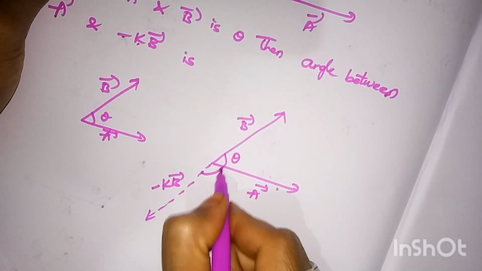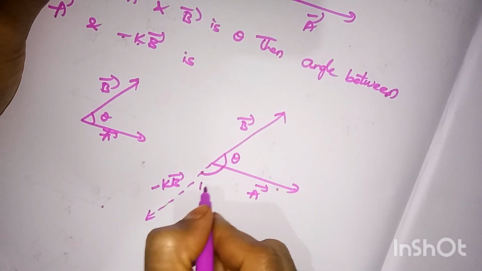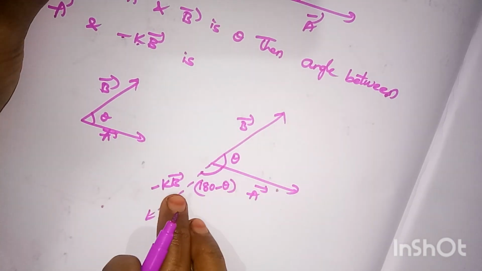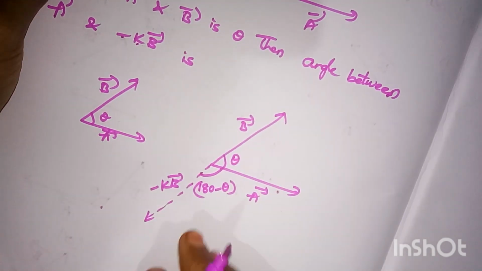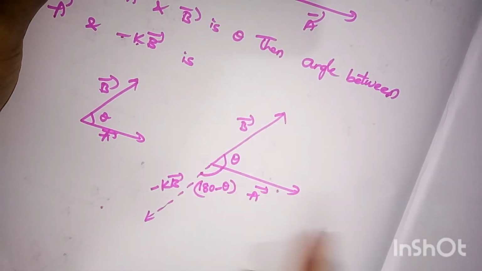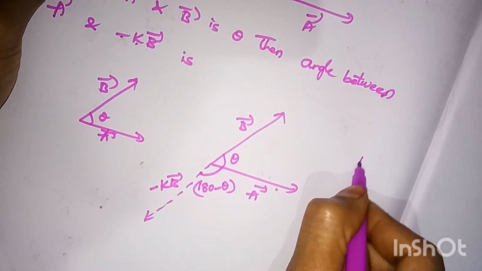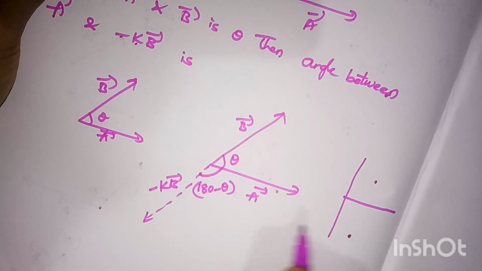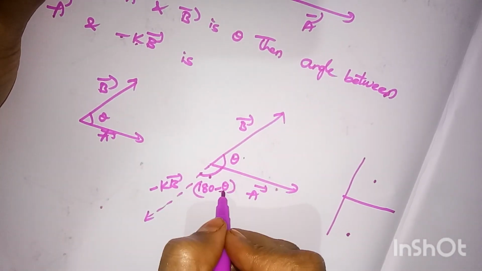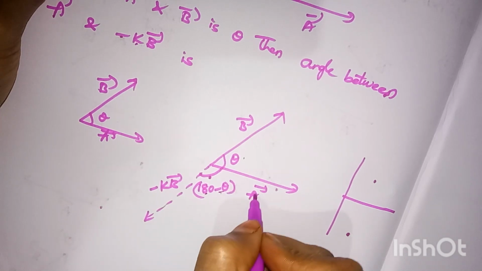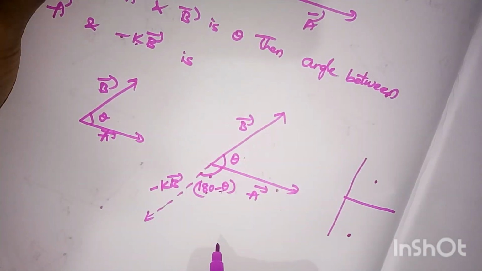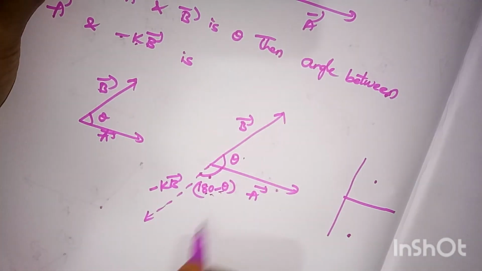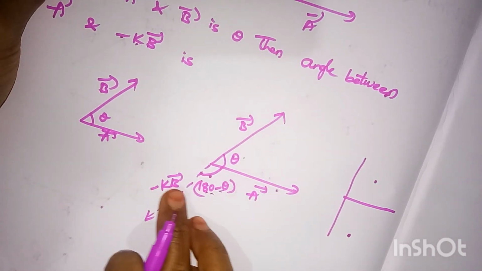So this will be the angle between A bar and minus k B bar, which is 180 minus theta. Why am I taking 180 minus theta? You can observe this here: this is 90 and this is 90, totally 180. Removing theta from 180, because theta is the angle between A bar and B bar, but I want the angle between A bar and minus k B bar. So 180 minus theta will be the angle between A bar and minus B bar.